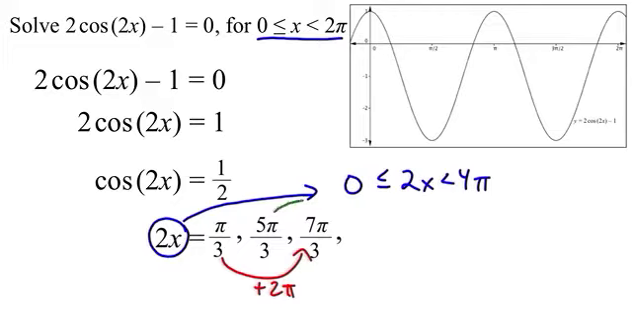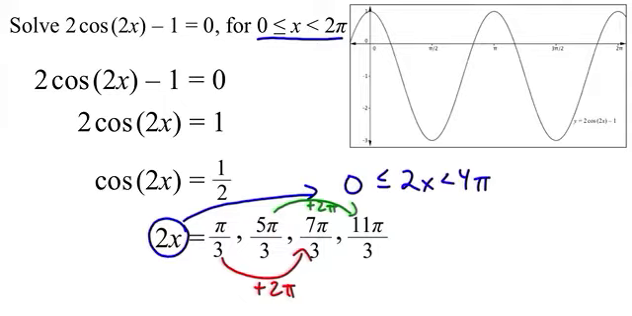Same thing here, I'm going to add 2 pi to this, and I'm going to get my final answer, which is 11 pi over 3. Right? So those are my 4 answers, pi over 3, 5 pi over 3, 7 pi over 3, and 11 pi over 3. But now I've got to do the last thing, which is convert it back to x.